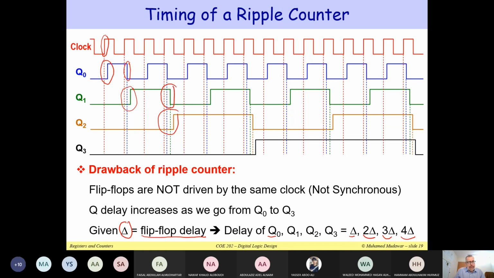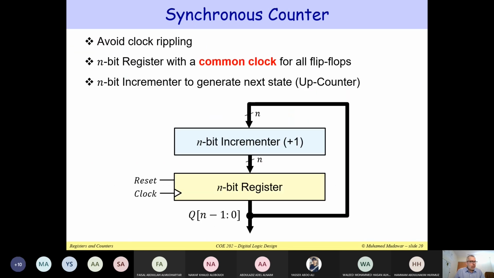The second type of counter that I would like to talk about today is the synchronous counter. Here we really would like to avoid rippling, and for this reason, we are going to connect all of these flip-flops to the same clock. Notice that here we have the clock connected to an n-bit register. This n-bit register has all the flip-flops, so we place them inside the same register and we connect the clock to all of them.